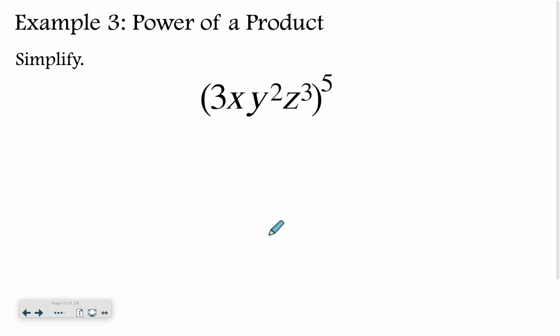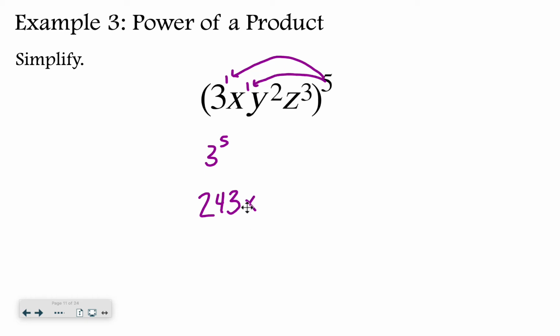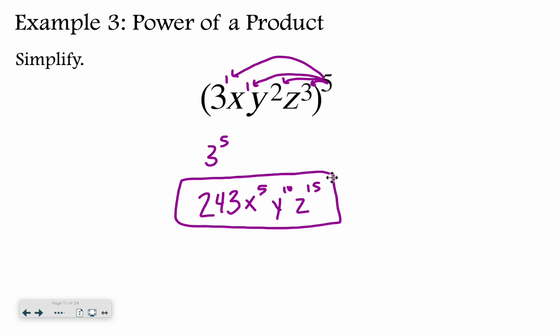And now I'm going to show you another example like this. So it's the same idea where I have 3 to the first power, x to the first power, y to the second, z to the third. I multiply. So this becomes 3 to the fifth, or if I type that into a calculator, I find out that's 243. And then 5 times 1 is 5, so x to the fifth, y to the 5 times 2 is 10. And then z is raised to the 5 times 3, or 15th. So that would be my final answer.